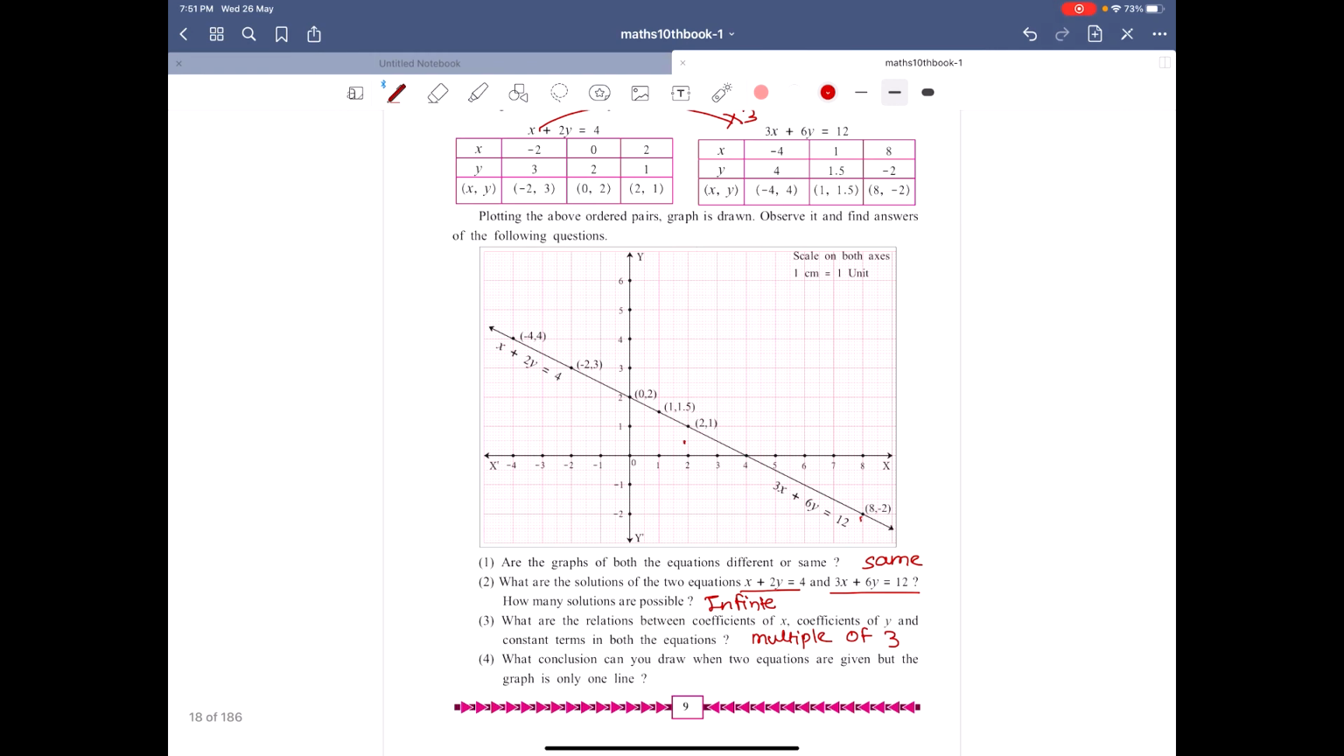What conclusion can you draw when two equations are given but the graph is only one line? What is the conclusion? The conclusion is that the system is a consistent system and infinite solutions are possible. I will show you what the concept behind it is. Just see.